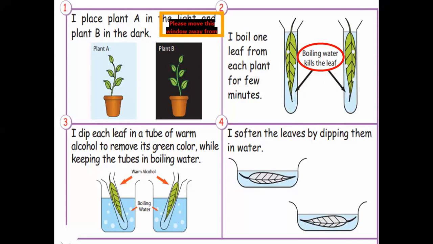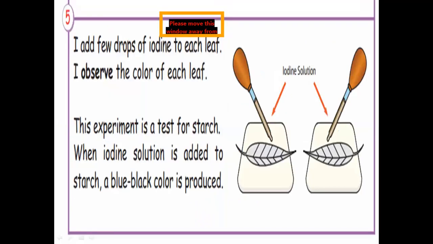However, we then dip each leaf in warm alcohol. Warm alcohol has the role of removing the green color of the leaf. So here we have two roles. Boiling water kills the leaf. Dipping them in hot alcohol removes their green color. Then we dip them in water. After this, we move to adding iodine solution.